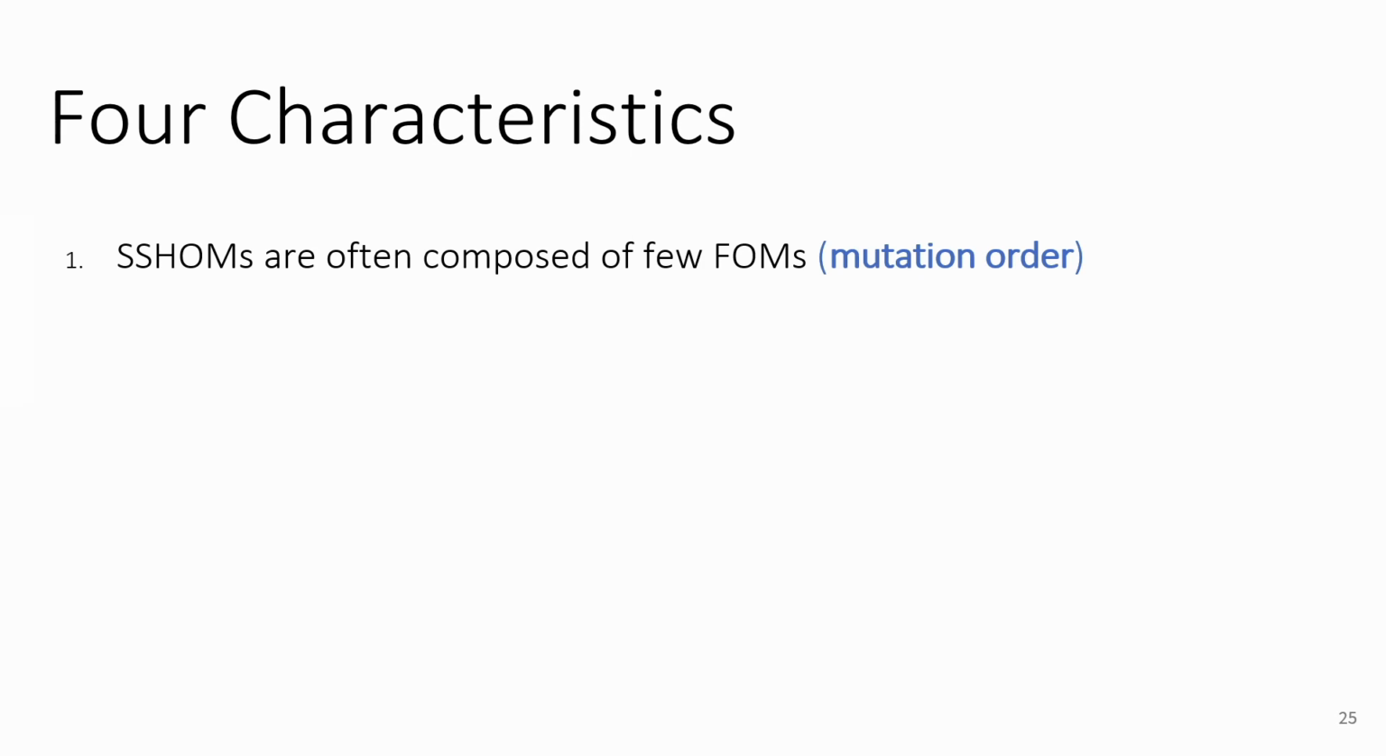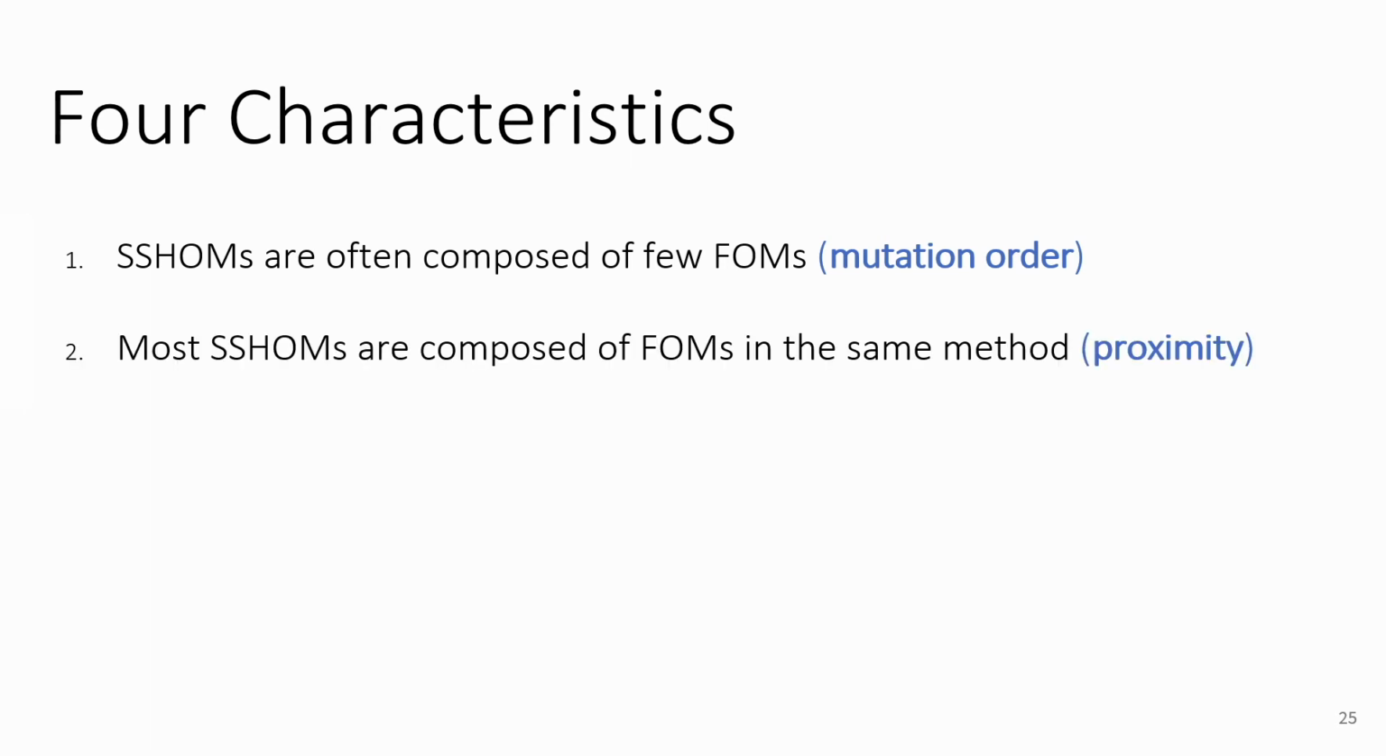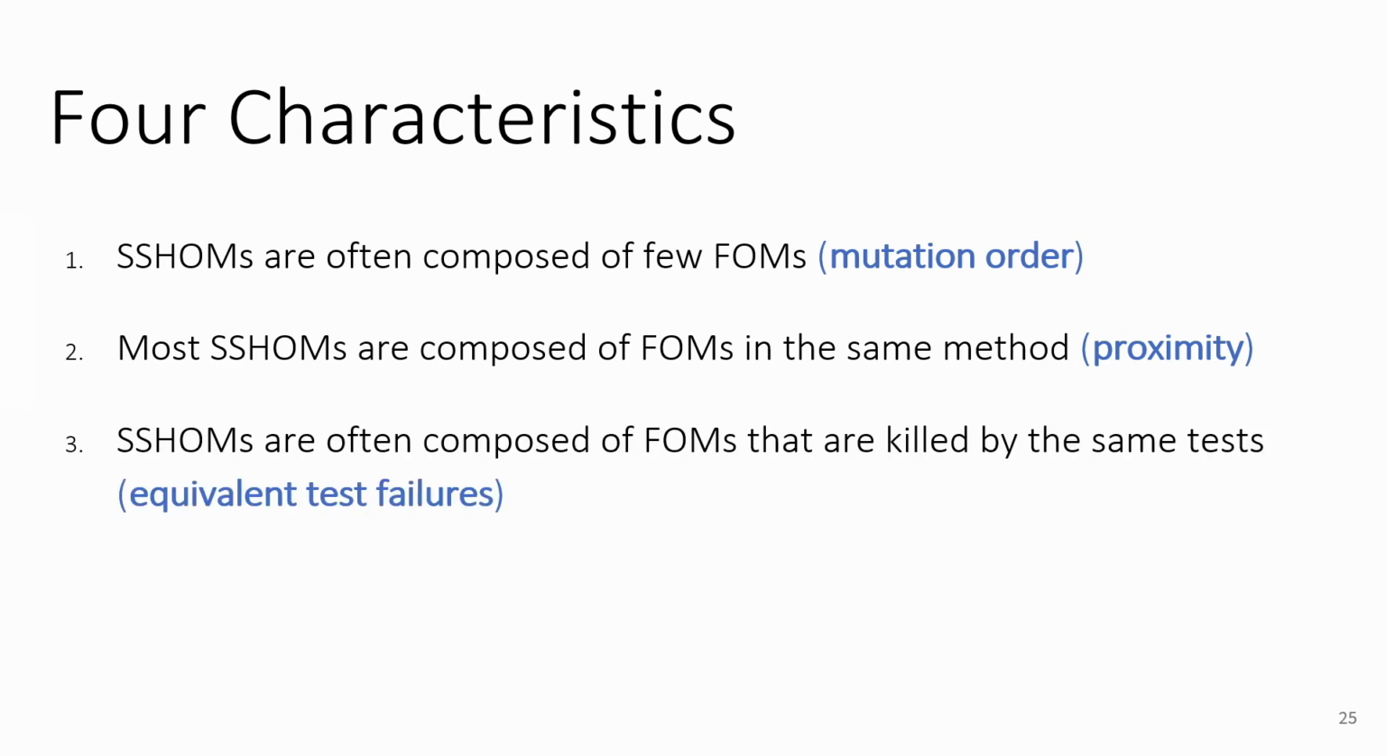We were able to identify 4 basic characteristics that strongly subsuming higher-order mutants tend to exhibit. First, they are often composed of only a few first-order mutants, a characteristic we term mutation order. Second, most strongly subsuming higher-order mutants are composed of first-order mutants in the same method, and they rarely span multiple files. We call this characteristic proximity.